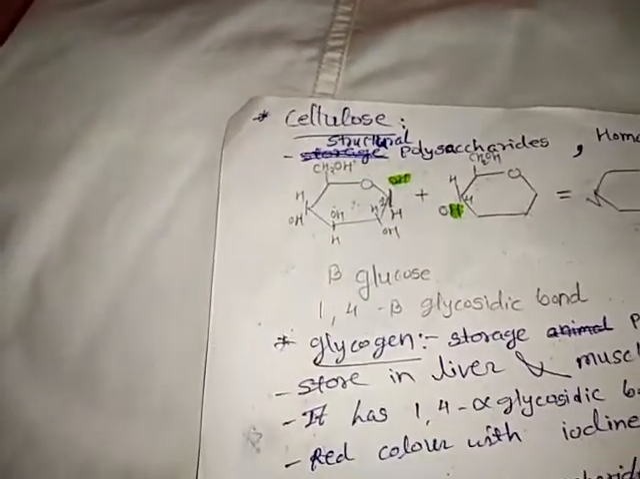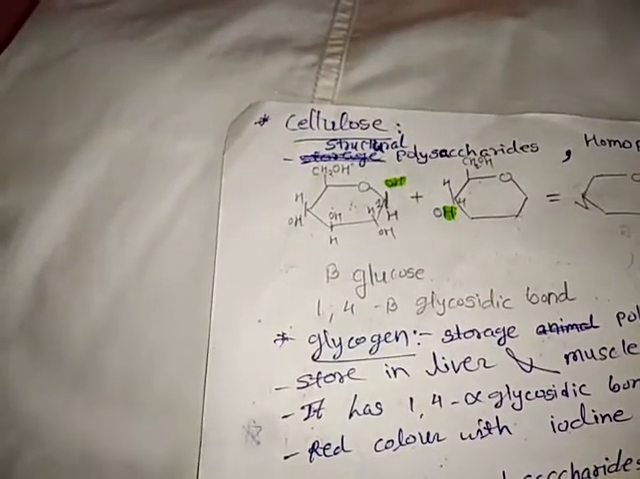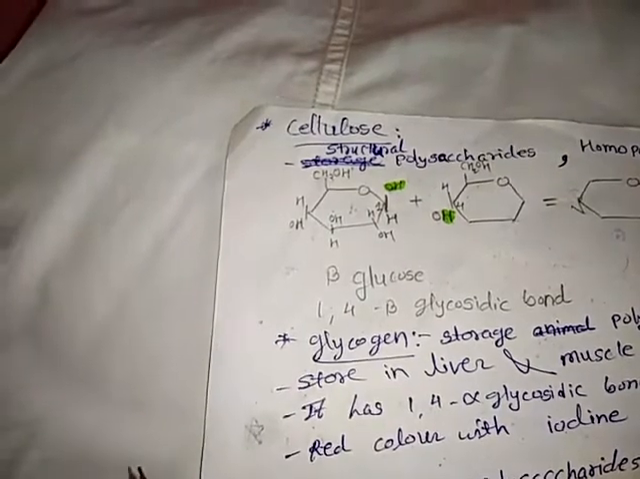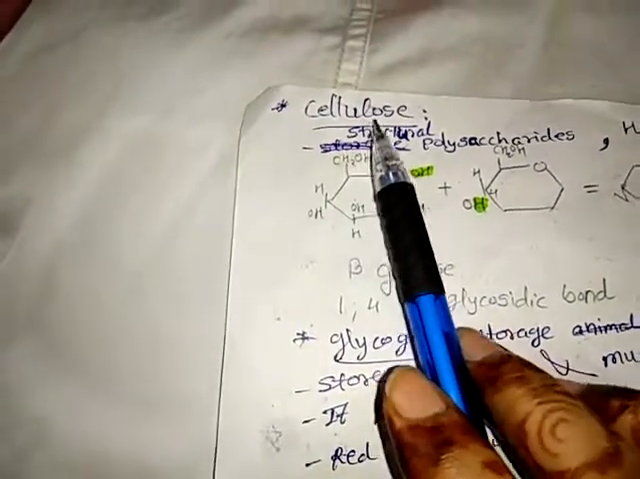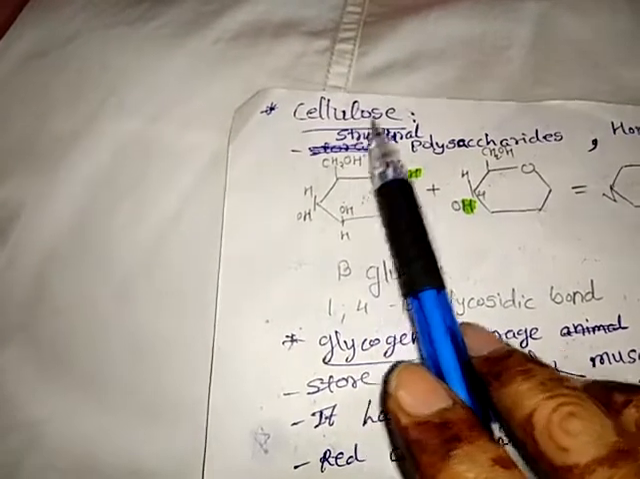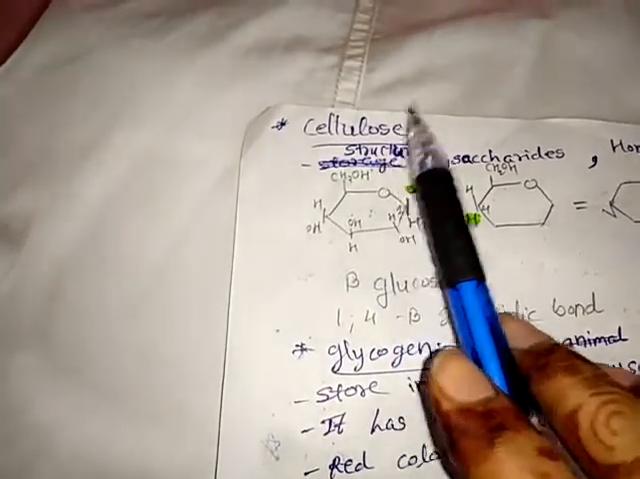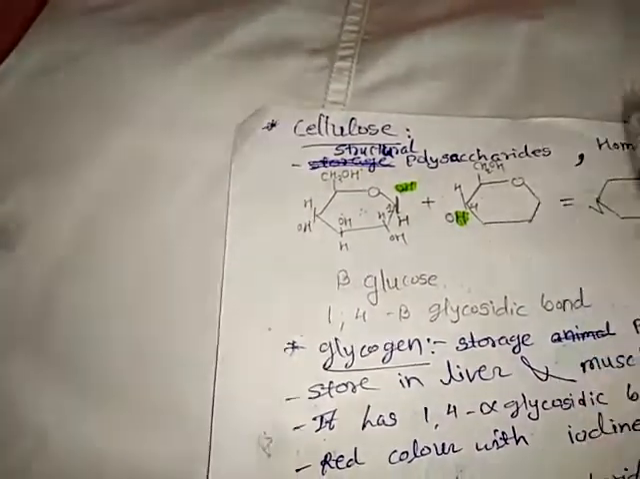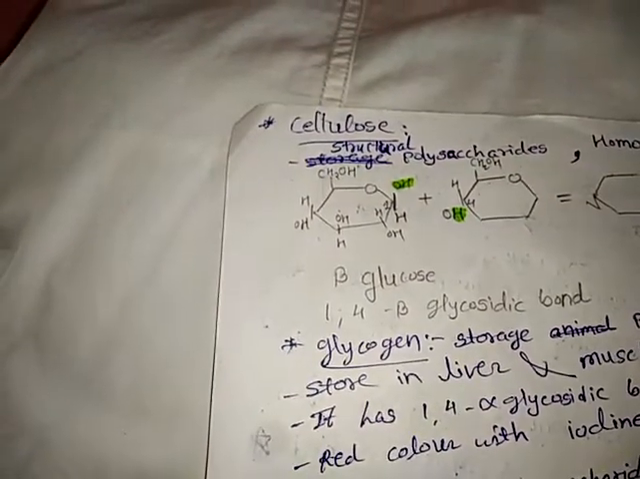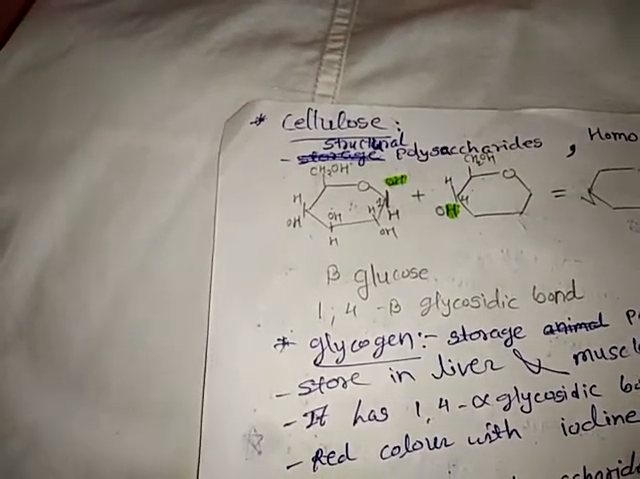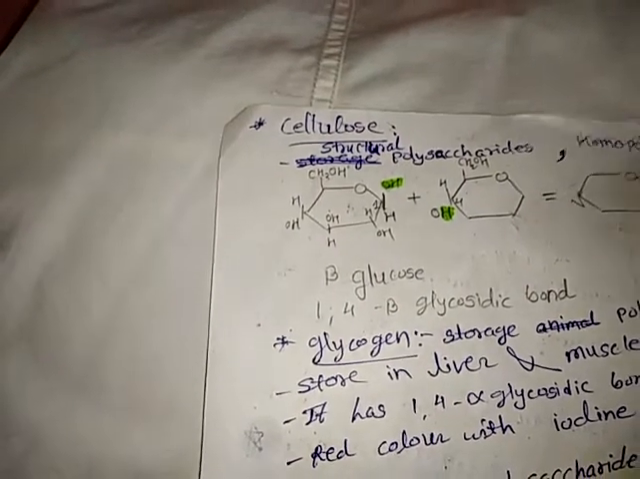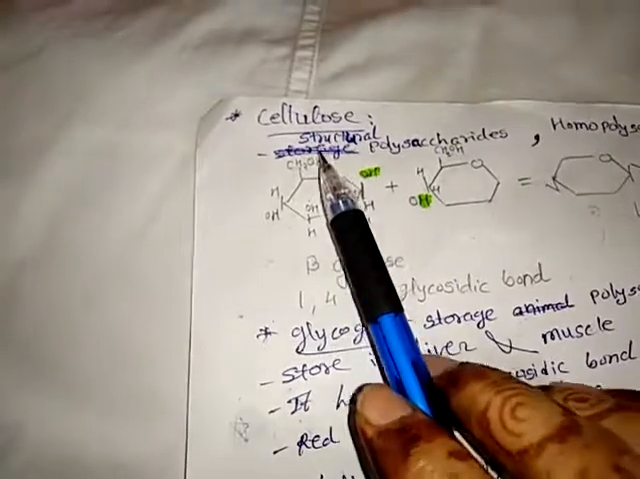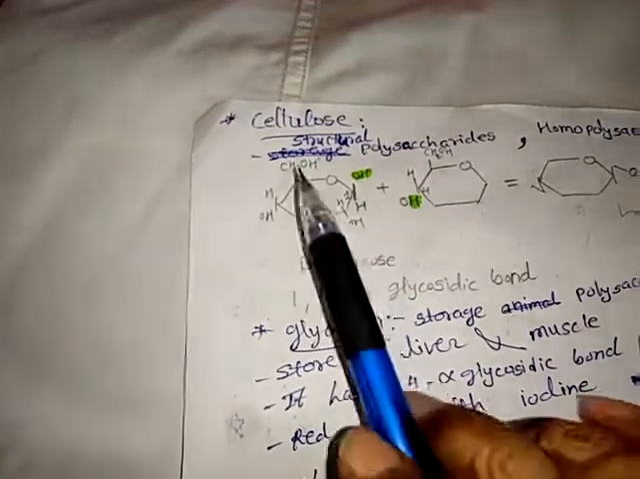Hello friends. After discussing starch, today we will discuss some other polysaccharides. Cellulose. Starch is a storage polysaccharide. Now cellulose is a structural polysaccharide. It's a homopolysaccharide. The monosaccharide used in cellulose is beta glucose.